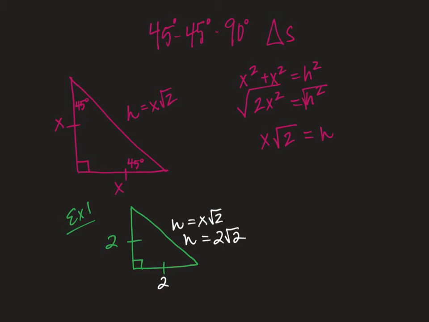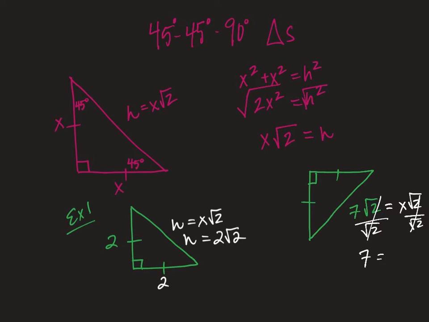Let's try another one. Let's say that I know that my isosceles right triangle has a hypotenuse of 7 radical 2. Now, by the same idea, I know that 7 radical 2 is equal to x radical 2. If I divide both sides by radical 2, I can cancel those out, and 7 is equal to x. Or you might be able to just look at this and say, well, that's got to be 7, because that was the only way it could be 7 radical 2.